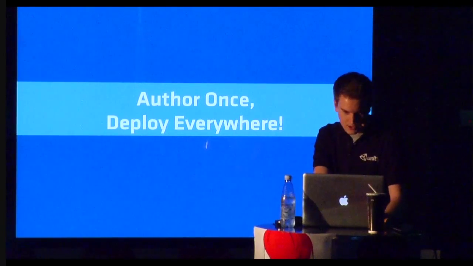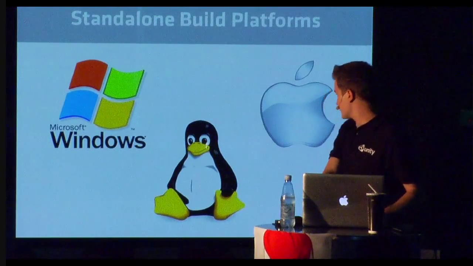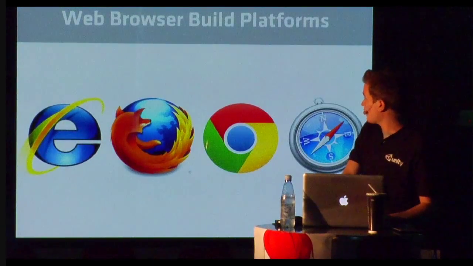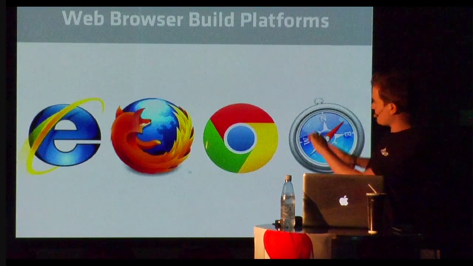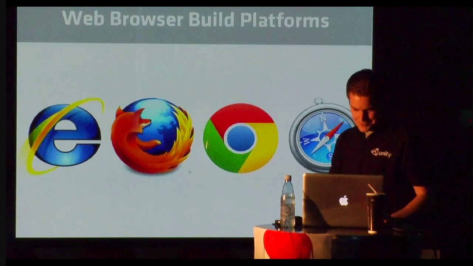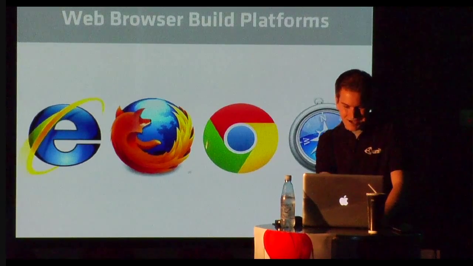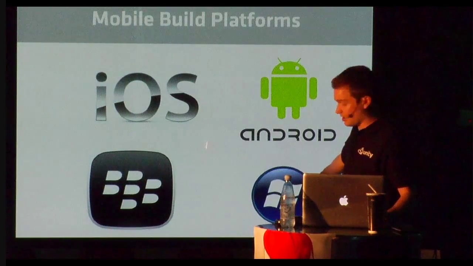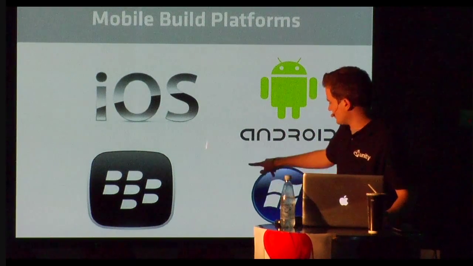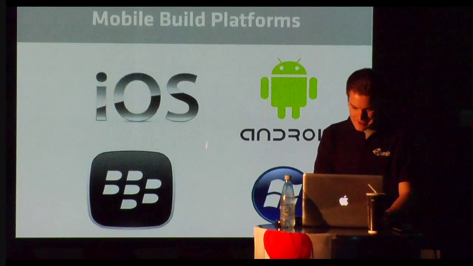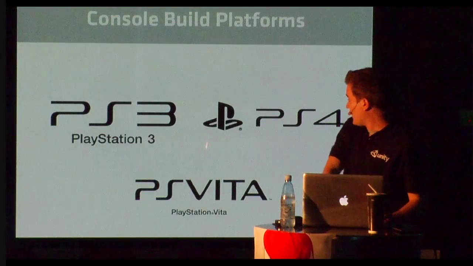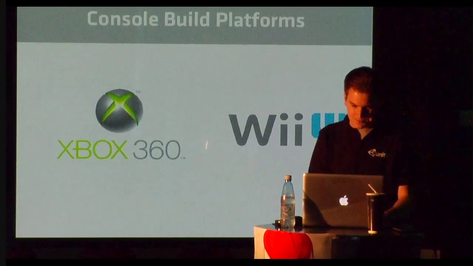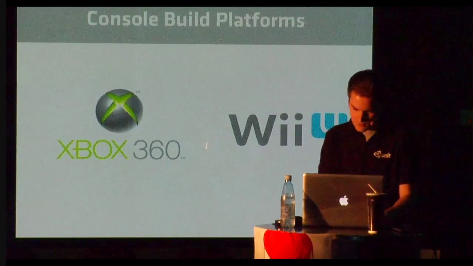I'll go through this bit pretty quickly. Cool, so standalone, you can build for Windows, Mac, and Linux. Build to Steam, you can build for web browser, so you can embed it in a web page, even IE, which is quite impressive. Mobile platforms, so it was just iOS and Android, but we now support BlackBerry and Windows Phone. But I'll be talking about those two most, simply because I don't have those two devices to show off. So yeah, PS3, PS4, and the Vita, which is pretty cool. Xbox 360 and the Wii U. So there's a whole range of stuff that you can build for.